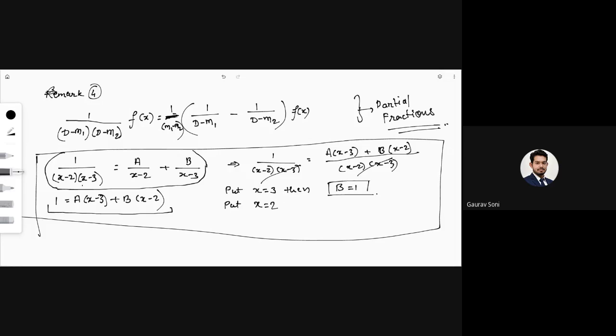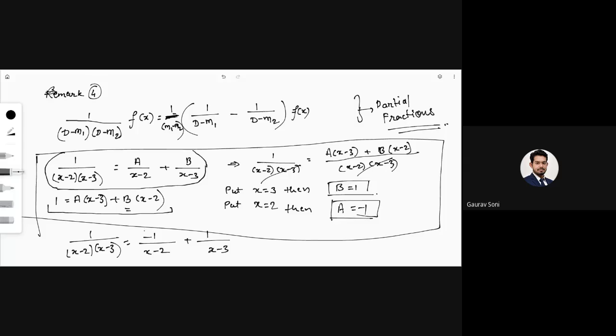So what we do is, we put the value of x in such a way that one term becomes 0 and we get the second. Now when I put x equal to 2, b will disappear from your equation. 2 minus 3 is minus 1, then a will be equal to minus 1. So what I have got here is 1 upon (x minus 2)(x minus 3) is equal to minus 1 upon x minus 2 plus 1 upon x minus 3.